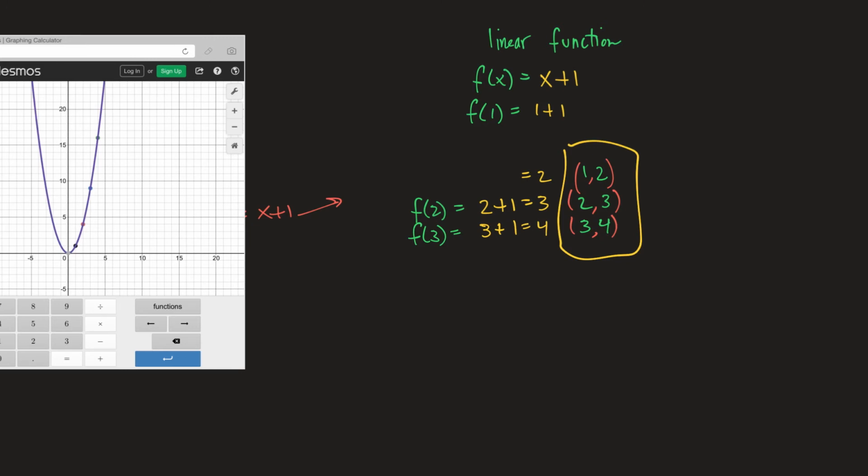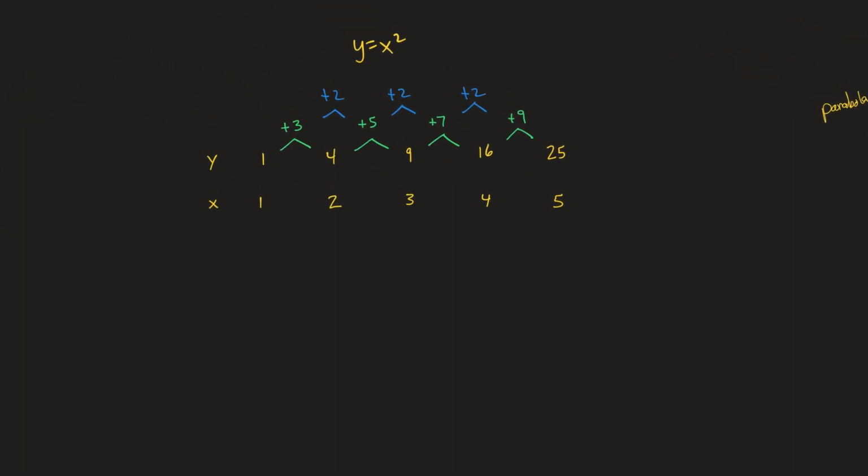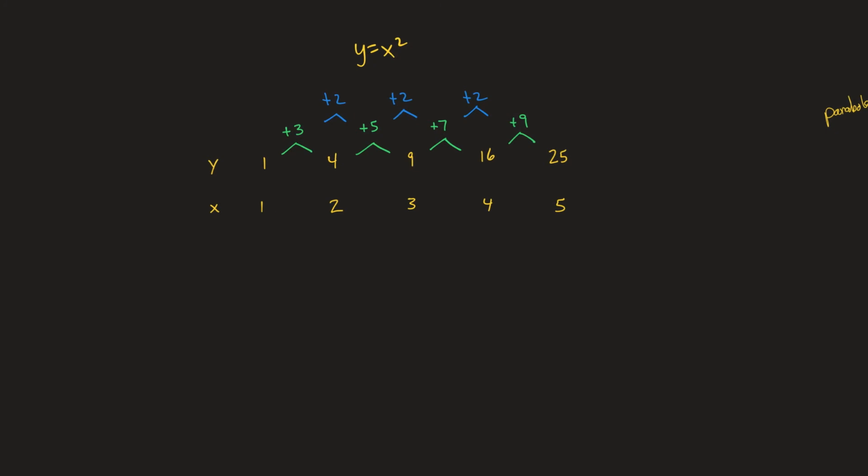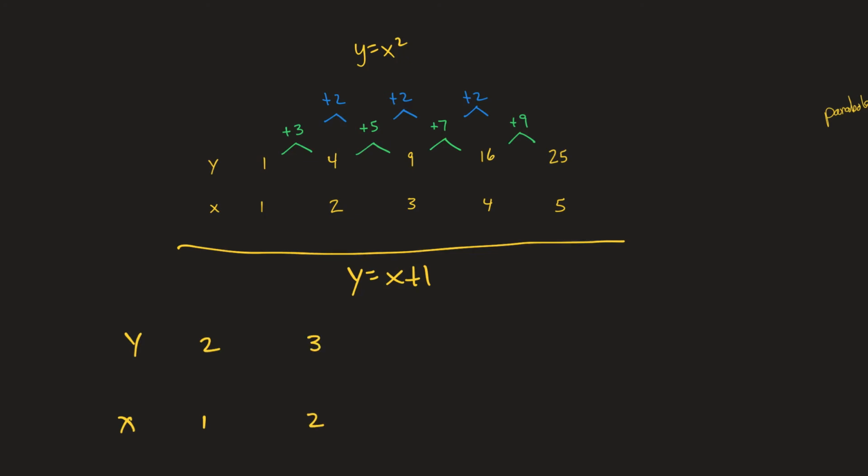So let me bring that back over here. And I'm going to separate these by a big old line. Okay. Now the y equals x plus 1. The y values and the x values. So when I had x was 1, y was 2. When I had x was 2, y was 3. When I had x is 3, y was 4. And I could even go x is 4, y is going to be 5.